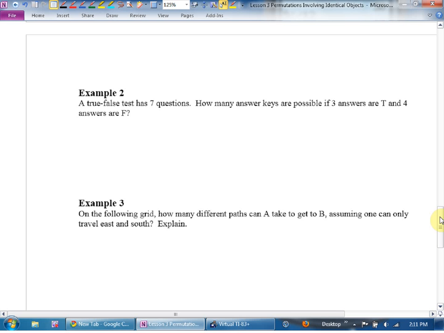Example two. A true-false test has seven questions. How many answer keys are possible if three answers are T and four answers are F? And this is the neat part. I'm going to argue with you that what they want is, can you write this down, please? T, T, T, F, F, F, F, that's a word. How many letters in that word grand total? How many T's in that word grand total? How many F's in that word grand total?